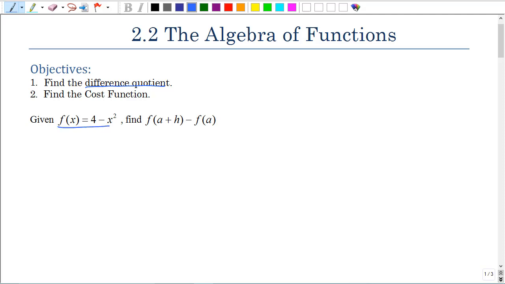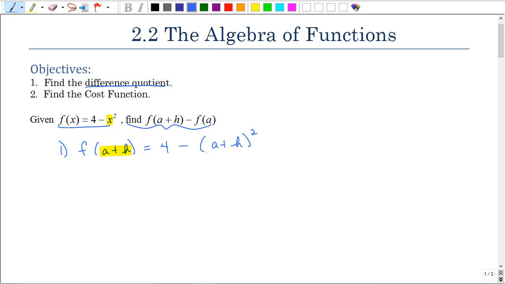We're given this quadratic function, and we're asked to find f of a plus h minus f of a. Let's take this in two parts. The first part is how to find f of a plus h. Hopefully you recall from the last lesson that wherever there is an x, we replace that with a plus h. So we have 4 minus (a plus h) squared.